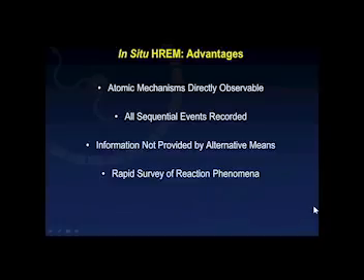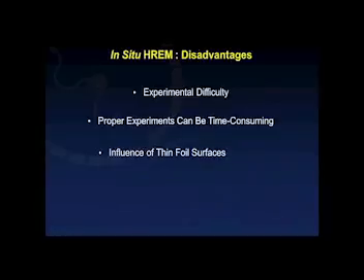Moving on to the advantages of in-situ high-resolution TEM, they are, firstly, the atomic mechanisms are directly observable. All sequential events can be recorded. The information that one can obtain using in-situ high-resolution TEM is really not provided by alternative means, and you can also conduct a rapid survey of the reaction phenomenon. There are also disadvantages associated with this approach. First, experiments are always difficult, and proper experiments can be time-consuming.